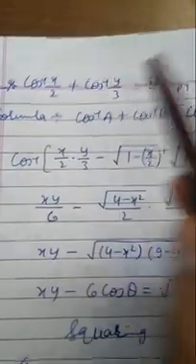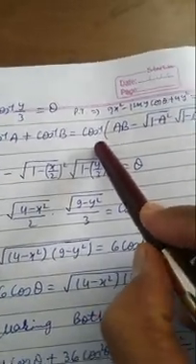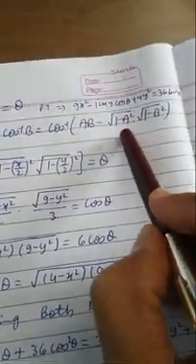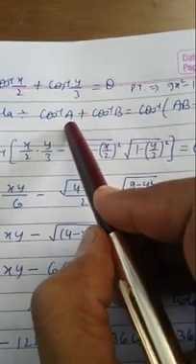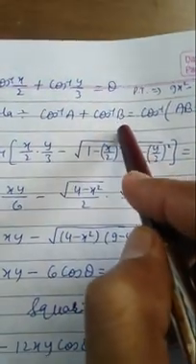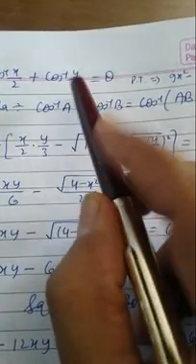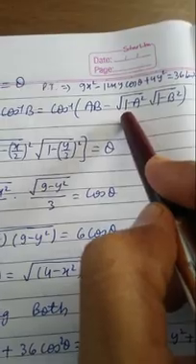Now use the formula of cos inverse A plus cos inverse B. Cos inverse A plus cos inverse B is equal to cos inverse of AB minus under root 1 minus A square under root 1 minus B square. Now, the value of A is x by 2, and the value of B is y by 3. So put the value of A and B in the RHS of the given formula.